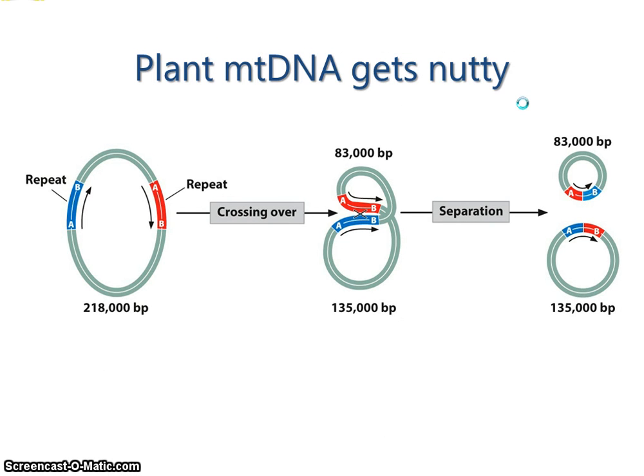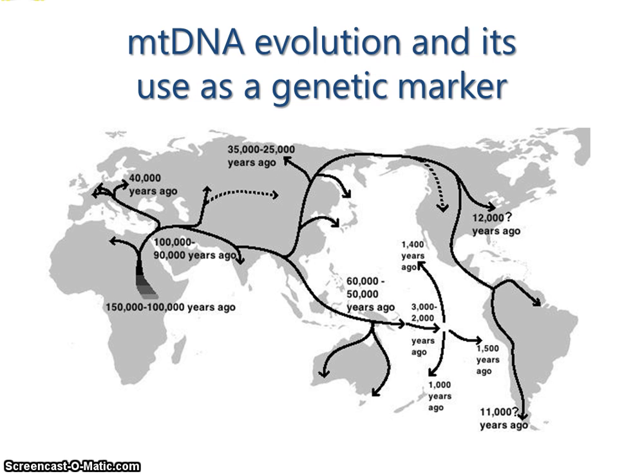Plant mitochondrial DNA gets kind of crazy because it has these repetitive regions that allow crossing over to occur, and sometimes you can get multiple chromosomes that kind of pop out over evolutionary time, which is kind of crazy. Okay, and because mitochondrial DNA doesn't recombine, in the same way that the Y chromosome can be used to trace male ancestry, the mitochondrial genome can be used to trace female ancestry.